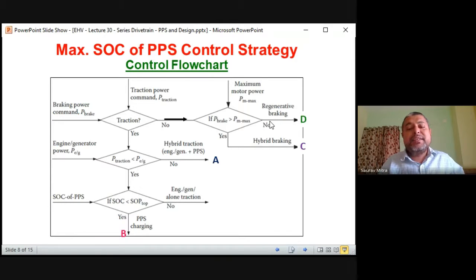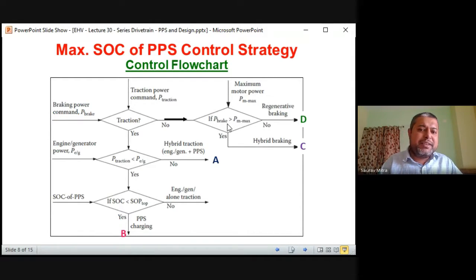That means in that case, the mechanical braking is not required. In that case, the regenerative braking only can give all the power required for the braking. So maximum power is coming as the input, and we are finding whether this PM max is greater than or less than the P brake.